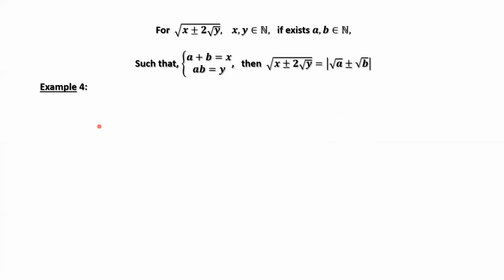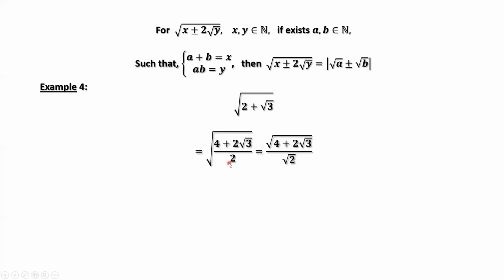Example 4. Square root of 2 plus square root of 3. It does not match the given format. We don't have 2 here. How to get 2? We cannot get 2 from the inside of the square root. What should we do? We can do the following.